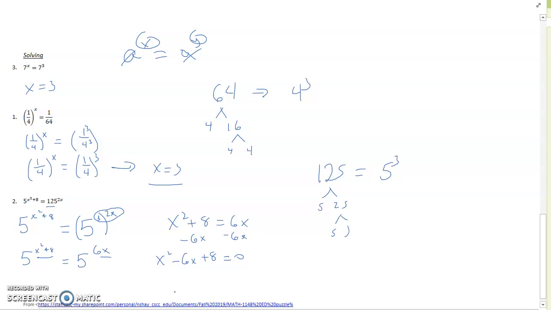And now I got to try to factor this. Are there factors of 8 that multiply into negative 6? I think it's going to be x minus 4 and x minus 2 equals 0. I'm going to set x minus 4 equals 0, and that's going to give me x is equal to 4. x minus 2 equals 0 is going to give me 2. So there are actually two answers here, x being 4 and 2 will get me a solution to both of these.